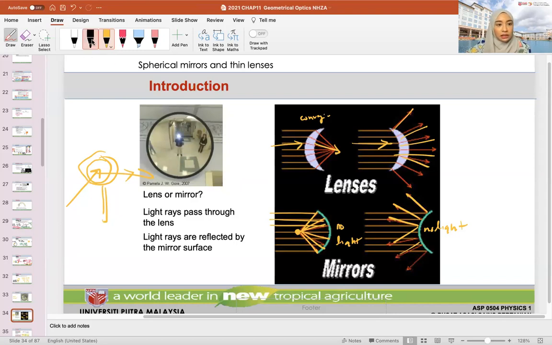And if your incident light is from this side, it will still go through. And from here, it will still go through. But for mirrors, no chance. There's nothing going to happen. So those are the main difference between lens and mirror. One lets light pass through. The other reflects only. No light behind the mirror.